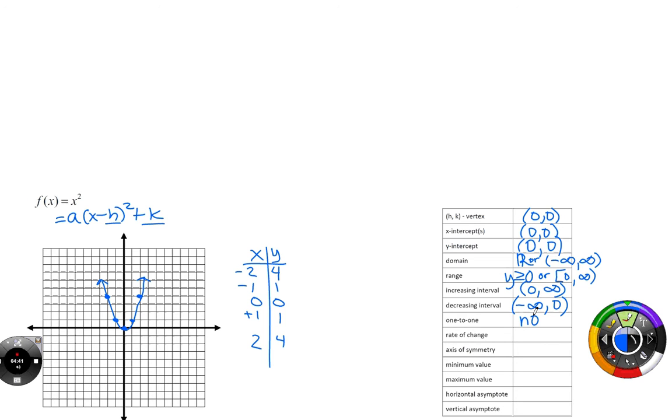Good, our axis of symmetry is at 0, but we need to name it properly. It is a vertical line through our graph at 0, so x is equal to 0. Minimum value?